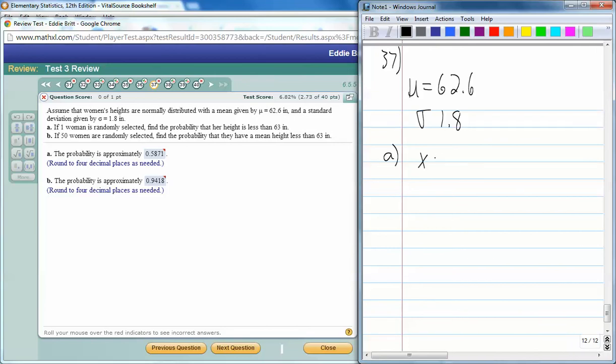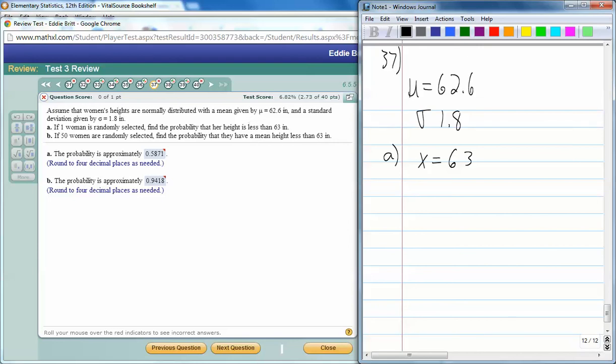So for part A, x equals 63 inches, and the key words here are less than. That means under the bell curve, we want the area less than whatever z-score I get here. So you take the area that's given in the z-score chart. Less than, you take the area in the chart. Greater than, you say 1 minus the area you get in the chart.